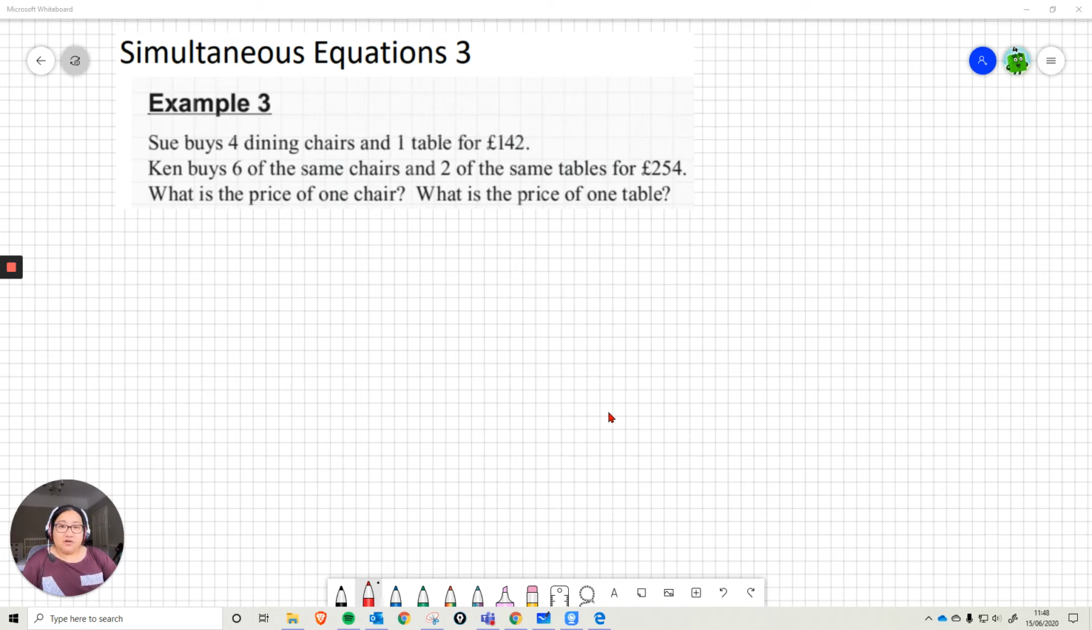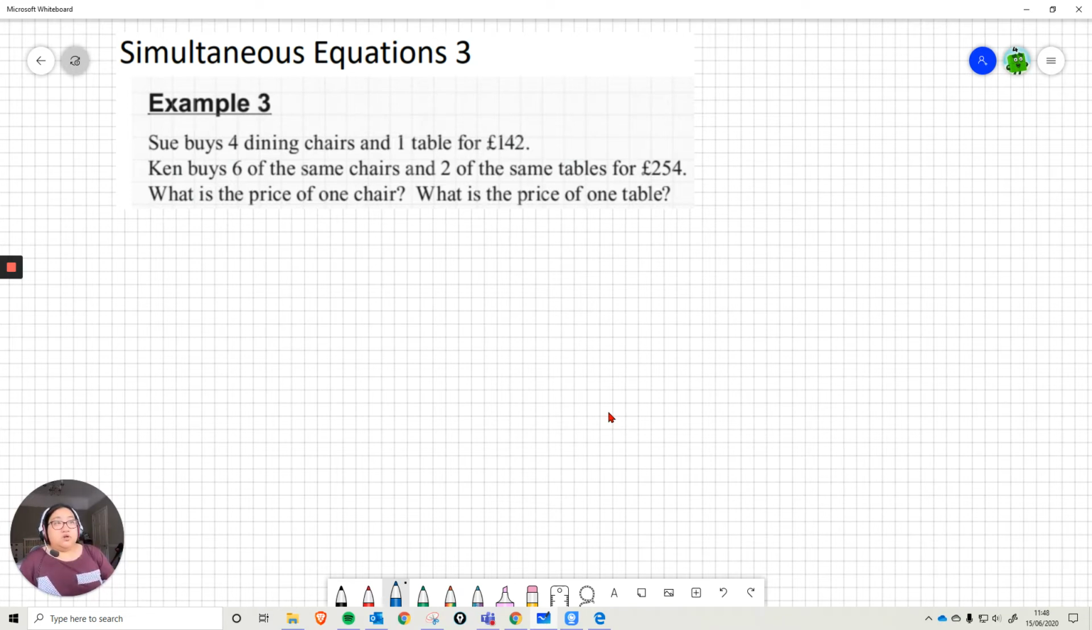Hi, this is the third video about solving simultaneous equations, and today we're going to focus on what happens if you are given a word problem. So this is a typical simultaneous equations word problem, but there is no wording in the question to imply that it's simultaneous equations. The reason I can spot that it's simultaneous equations is because two unknowns are given to us.